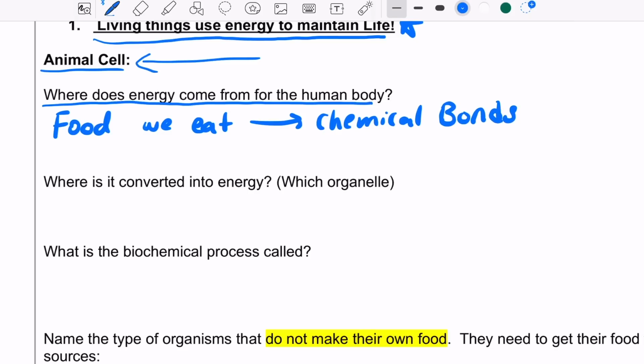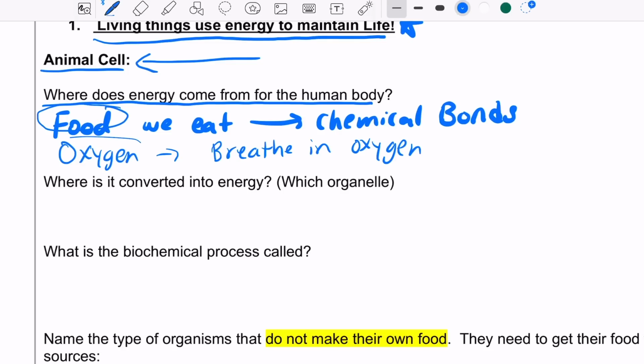So food we eat, chemical bonds within the food that we eat. Also, through oxygen. We breathe in oxygen. That combination of the food chemical bonds and the oxygen help us make energy called ATP. We're going to break this down in a future lesson of how we get ATP.